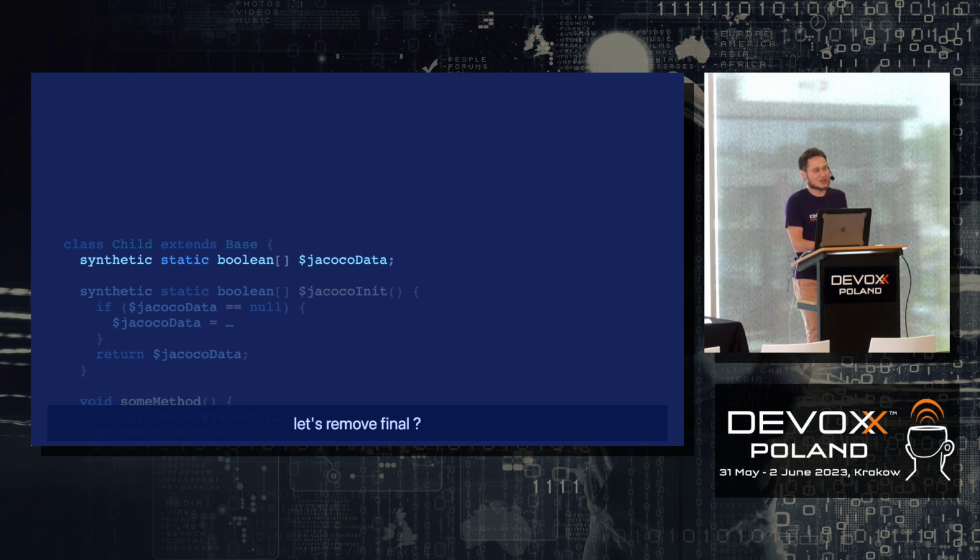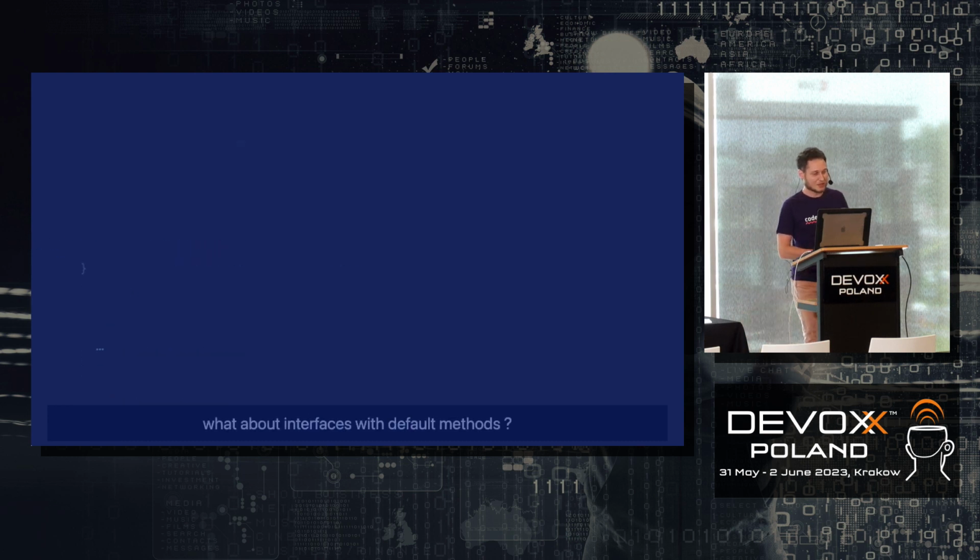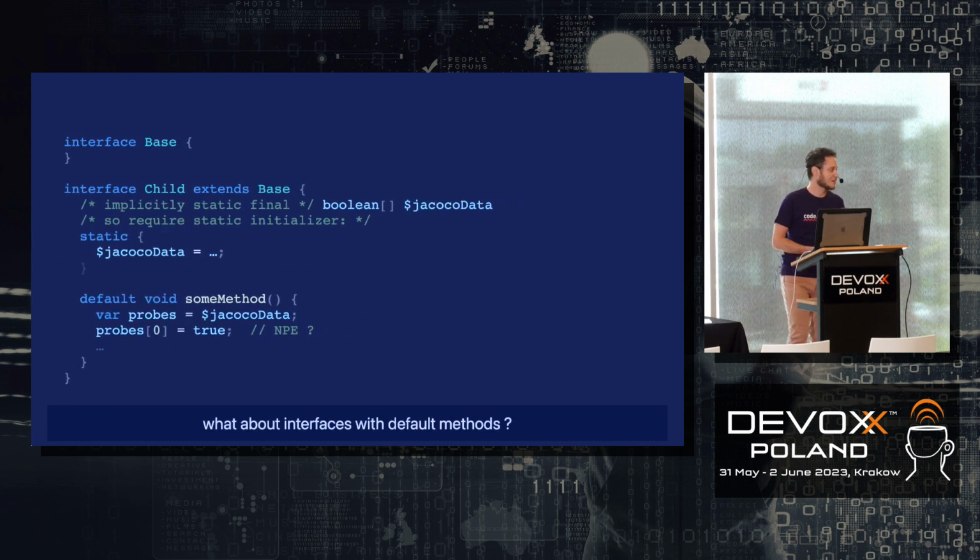Anyway, JIT doesn't trust finals. Final makes no sense here. We can remove it, right? Or no? Well, yes, except we have interfaces. And in interfaces, everything is implicitly static final. We need a static initializer here.